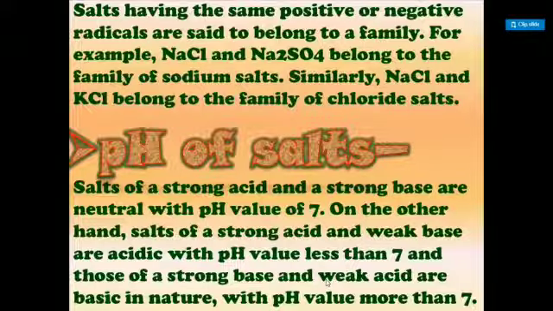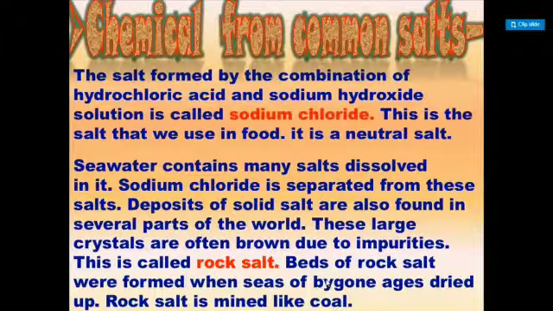Now salts having the same positive or negative radicals are said to belong to a family. For example, NaCl and Na2SO4 belong to the family of sodium salts. Similarly, NaCl and KCl belong to the family of chloride salts. Salts of strong acids and strong bases are neutral with pH value of 7. On the other hand, salts of a strong acid and weak base are acidic with pH value less than 7, and those of a strong base and weak acid are basic in nature with pH value more than 7.